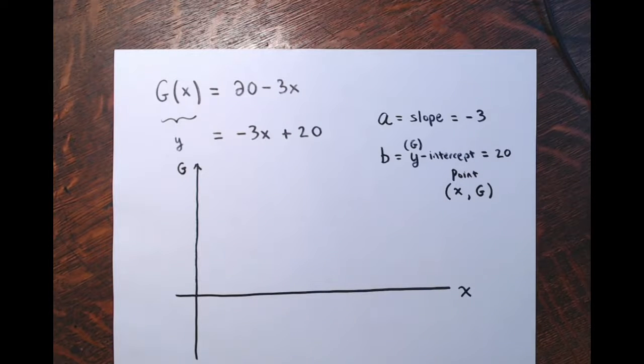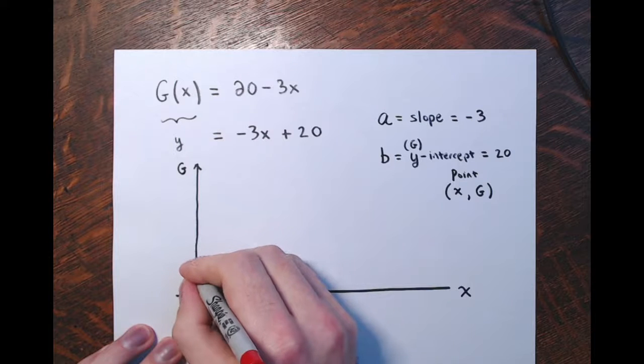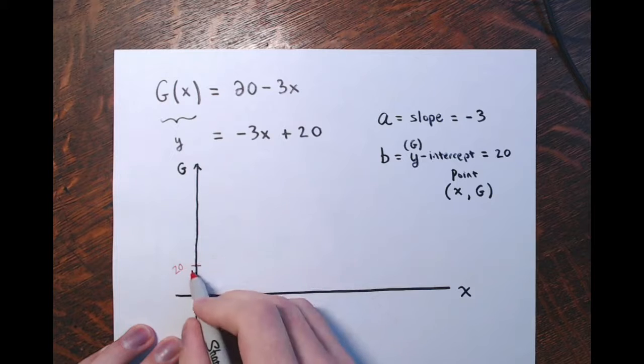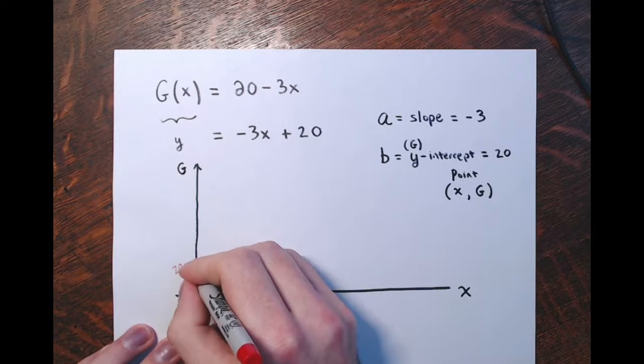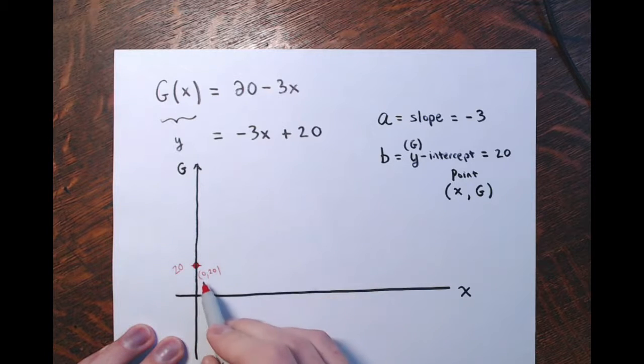So I said already the y-intercept is 20. Let's say, again, I'm making a very, very rough sketch here. So here's 20 on the vertical axis, and here's the point 0, comma, 20. So that means even if it gets no shade, 0 minutes of shade, the plant will still grow 20 centimeters.